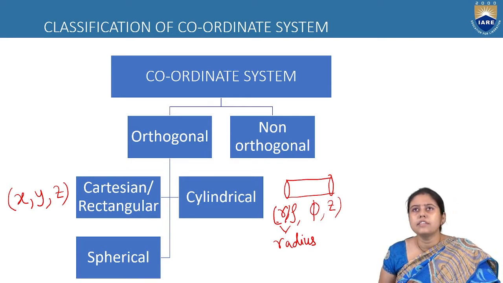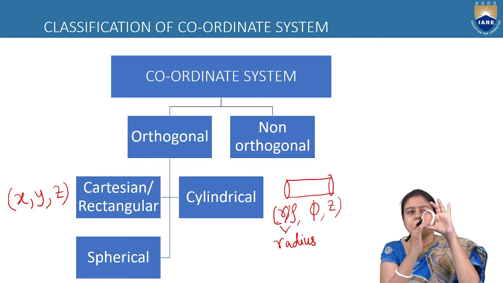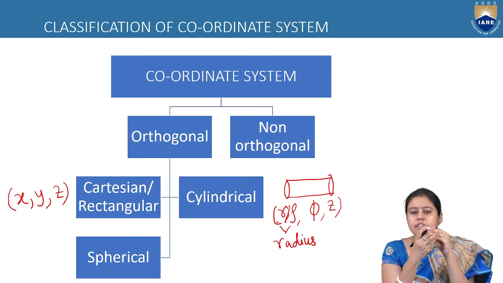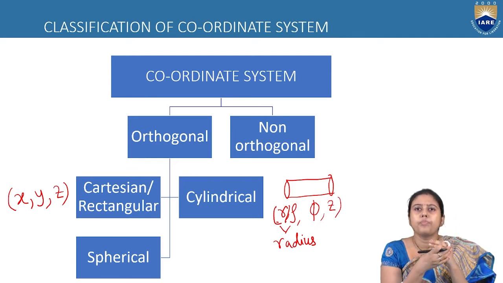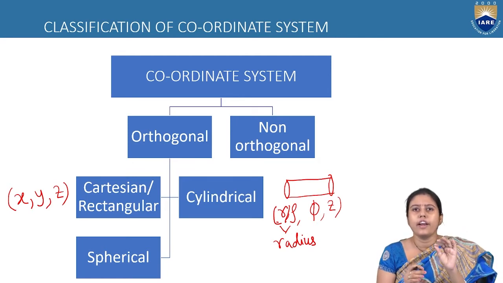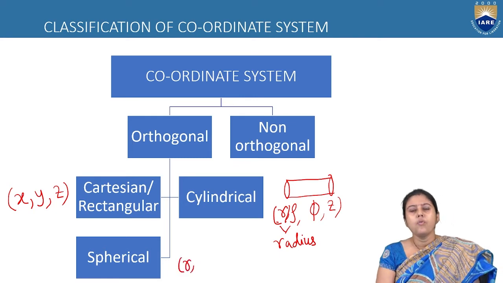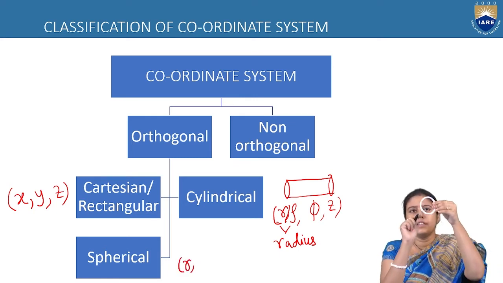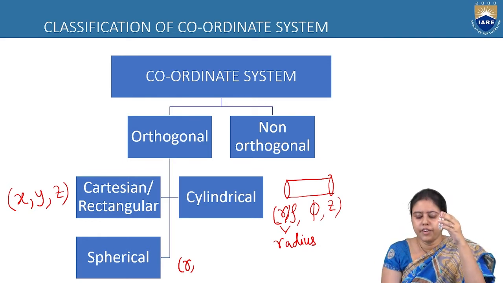Now the third one is the spherical system. Spherical system basically means a sphere. Though it is a hollow thing, we can assume it is a spherical thing. So a spherical system also has 3 coordinates. One is the radius. If you see this bangle, this is the radius from the origin. This is the height of the sphere.